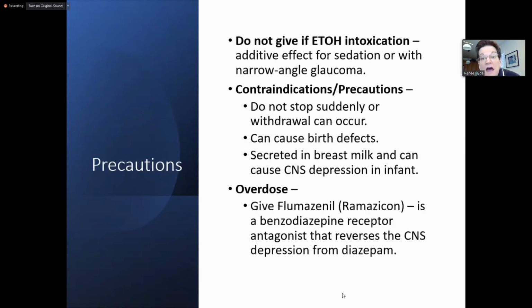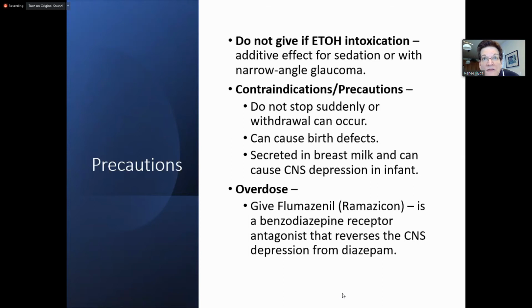Now, if they have alcohol intoxication, you will have added effect for sedation. Typically, it's contraindicated in patients with narrow angle glaucoma. It also can cause birth defects. It's secreted in breast milk and can cause CNS depression in infants. This is also a KDOD, guys.